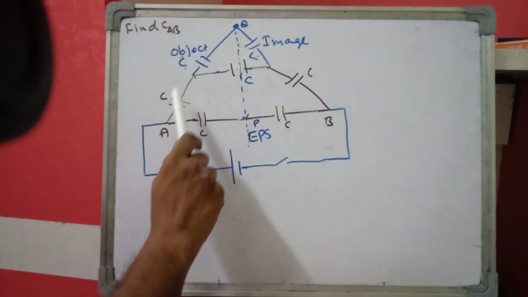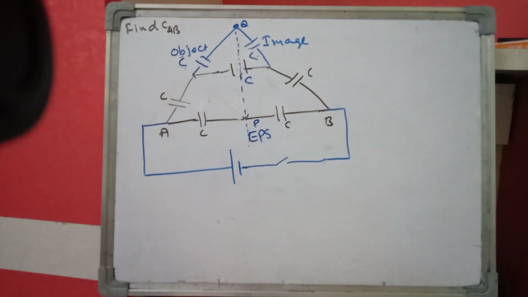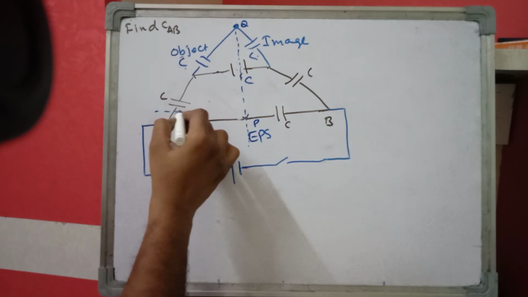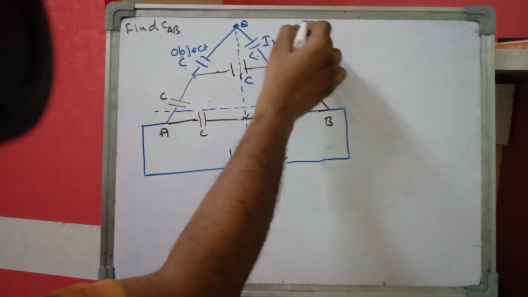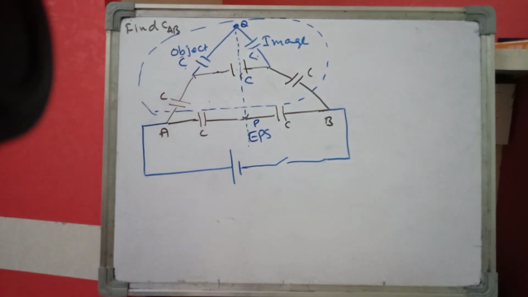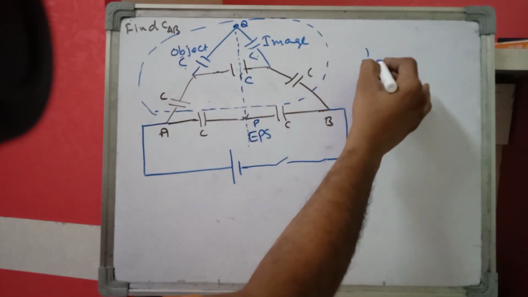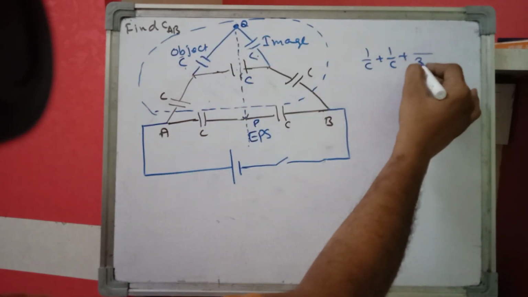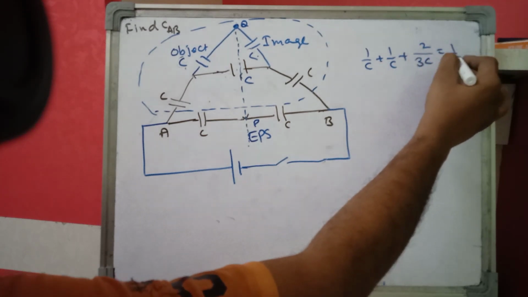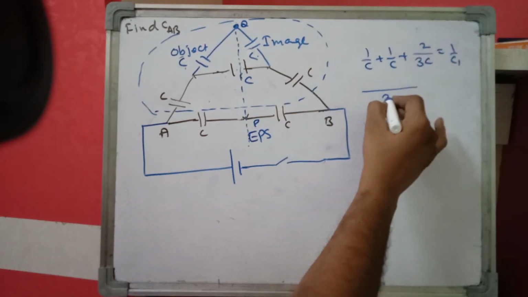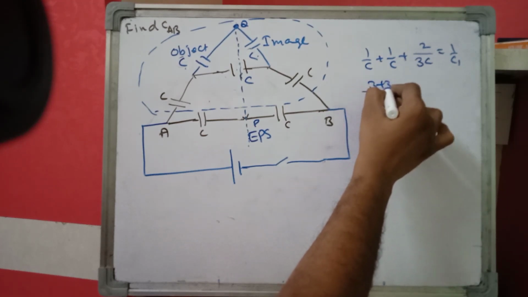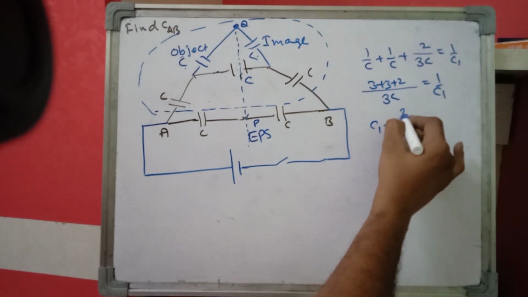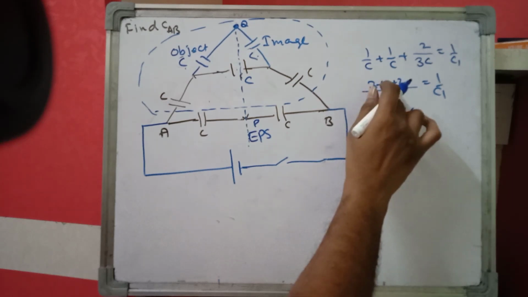That 3C by 2 is in series with these two capacitors. Then the effective capacitance of this part is 1 by C plus 1 by C plus 1 by the effective capacitance of this, which is 3C by 2. Let us say that is 1 by C1. Then take 3C as the LCM. Then you can write 3 plus 2 plus 3 is equal to 8, so 1 by C1 is 8 by 3C.